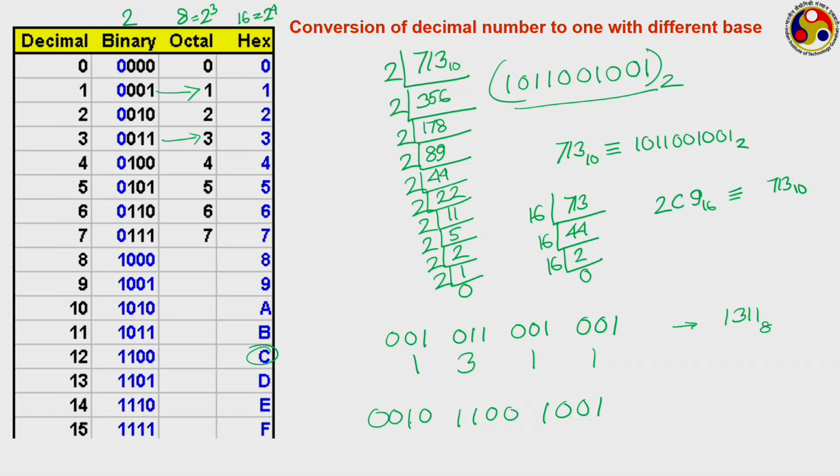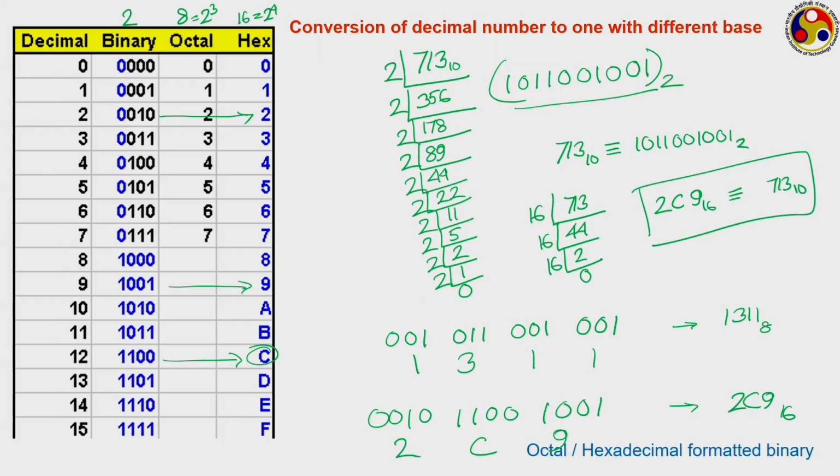For 0 0 1 0, let me erase the earlier ones. So, 0 0 1 0 is this, its hexadecimal equivalent is 2. So, it is 2. 1 1 0 0, sorry, 1 1 0 0 hexadecimal equivalent is C, this is C, and 1 0 0 1 hexadecimal equivalent is 9. So, write 9 and we get 2C9 as the hexadecimal equivalent. Just compare with the previous case, this is what we have got already. These things are called octal or hexadecimal formatted binary, that is a binary number written in a format which allows straightforward conversion to octal or hexadecimal cases.